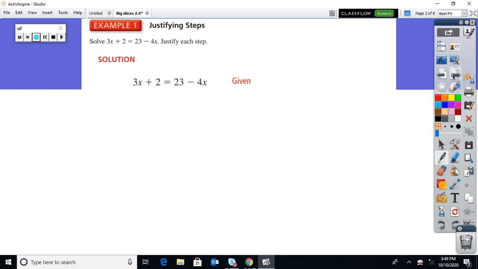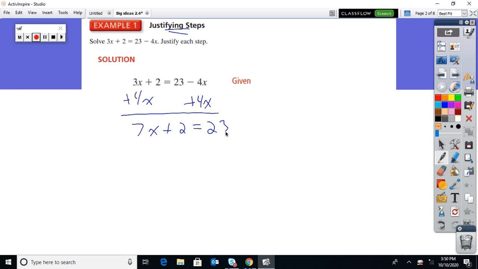All right, so let's take a look at what it's going to look like. Example 1, justifying steps. I know you guys can solve this equation. So now let's take a look at what it would look like if you were going to prove it by justifying the steps of it. What I would do first would be to add 4x to both sides of this equation. So that leaves me with 7x plus 2 equals 23.